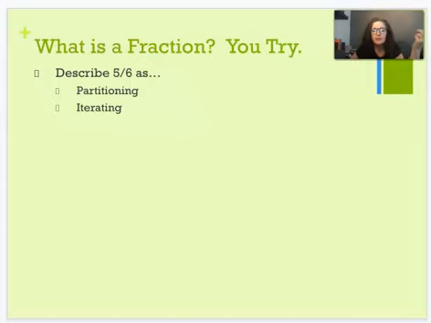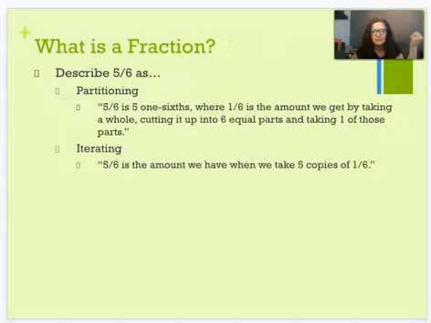So you try it using 5/6 with partitioning first and then iterating. So with partitioning, 5/6 is 5 1/6, where 1/6 is the amount we get by taking a whole, cutting it into 6 equal parts, and then taking 5 of those parts. And iterating says 5/6 is the amount when we have 5 copies of 1/6. That copies of idea, remember we started that in multiplication of whole numbers. That's going to really continue through here, and you're going to have to get more comfortable with using that wording.